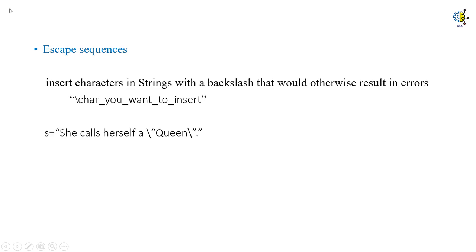For example, here we have a string called she calls herself a queen, and when I print this string I want the word queen to be in double quotes, and these double quotes should be visible to me. I will have to use escape sequences because otherwise this would prove to be erroneous. So I do so by using a backslash followed by the double quotes that I want to finally print. So if I print this string, I'll get she calls herself a queen with the word queen surrounded by double quotes as I wished. Here's a list of some commonly used escape sequences.